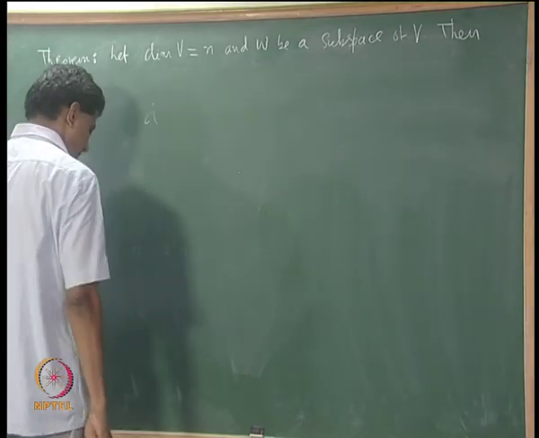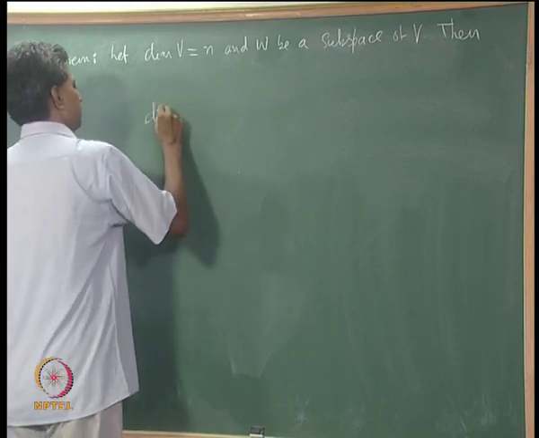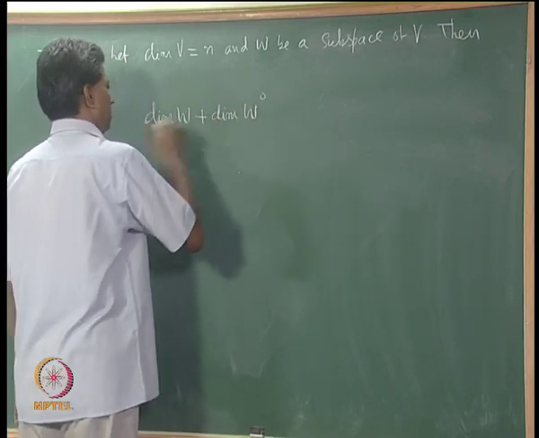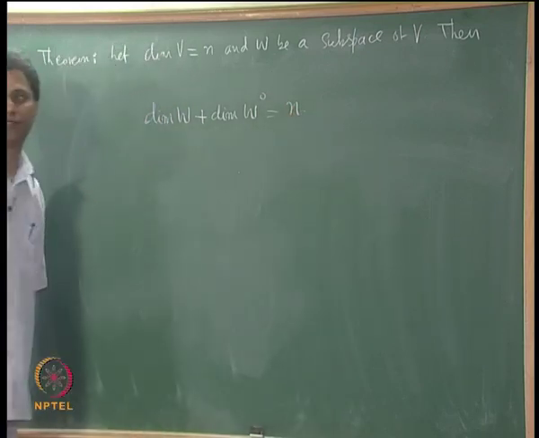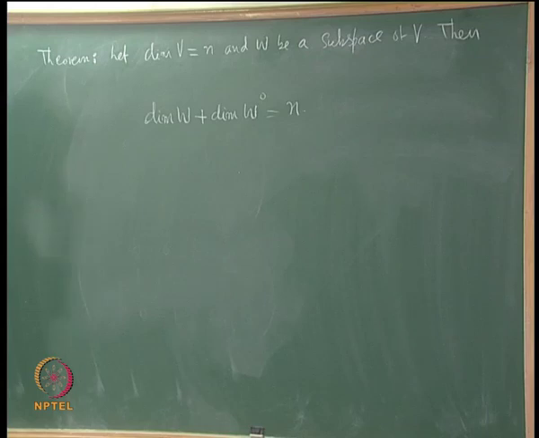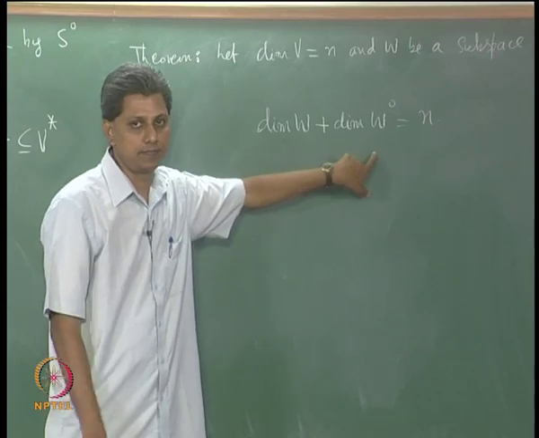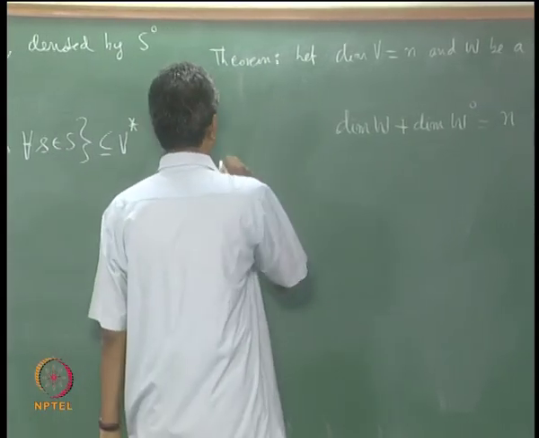Dimension of W plus dimension of W naught is the dimension of V. Now you will see that the proof is also somewhat similar to that theorem. So remember this. This is not a straightforward result, because this connects two numbers, one for the vector space V, the other one for the vector space V star. So, proof.